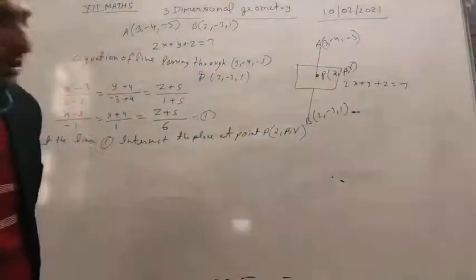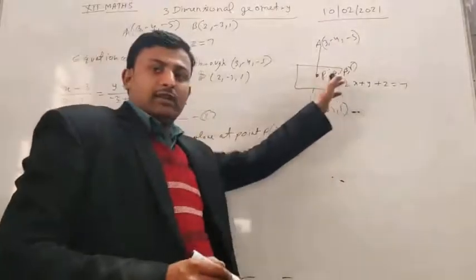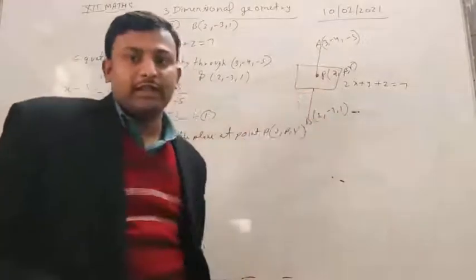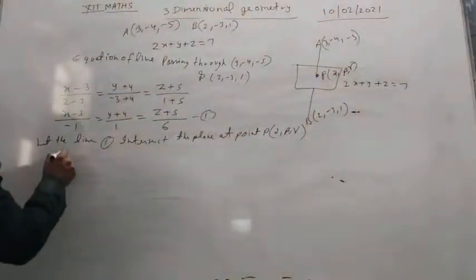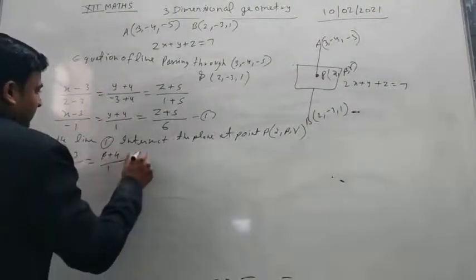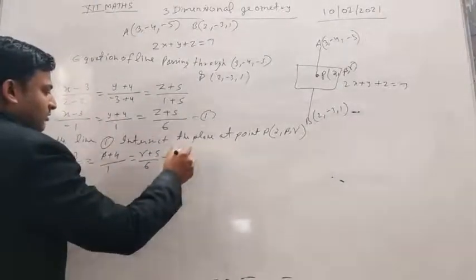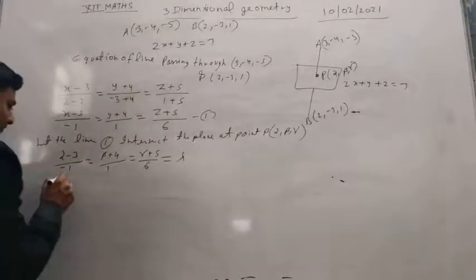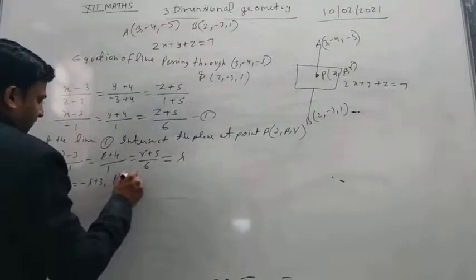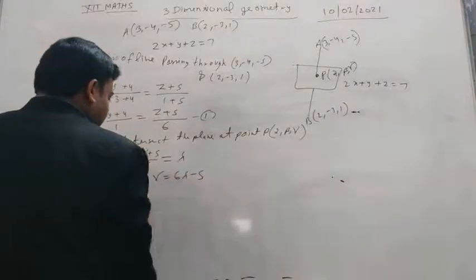Okay students, so when this line intersects the plane at this point, this point will satisfy the equation of this line and this plane. So we write students (alpha−3)/(−1) = (beta+4)/1 = (gamma+5)/6, and we will suppose that this is equal to a constant lambda. So alpha is minus lambda plus 3, beta is lambda minus 4, and gamma is 6 lambda minus 5.